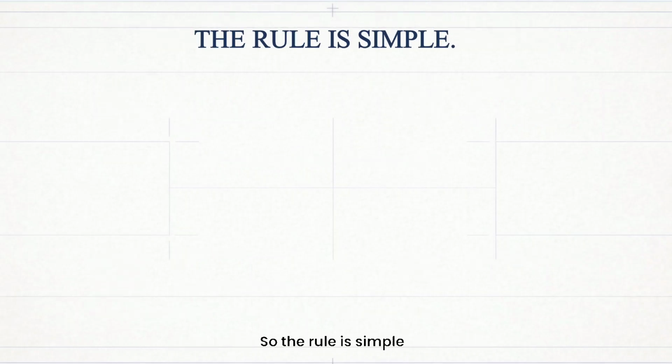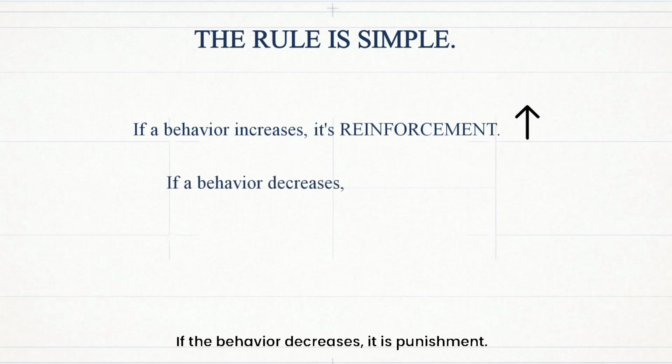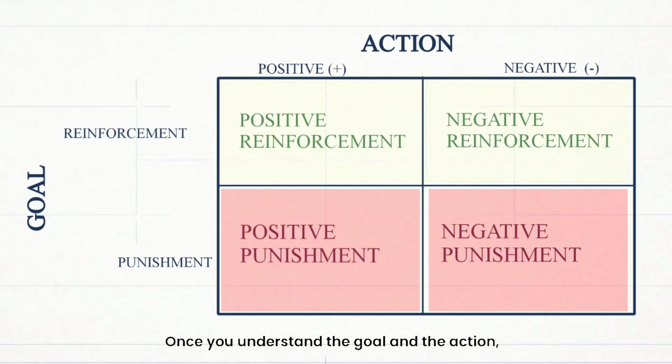So the rule is simple. If the behavior increases, it is reinforcement. If the behavior decreases, it is punishment. Positive means add. Negative means remove. Once you understand the goal and the action, the entire system becomes clear.